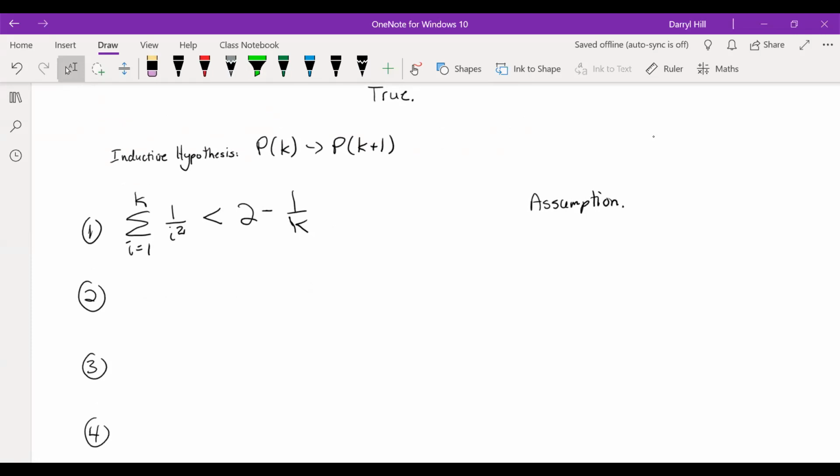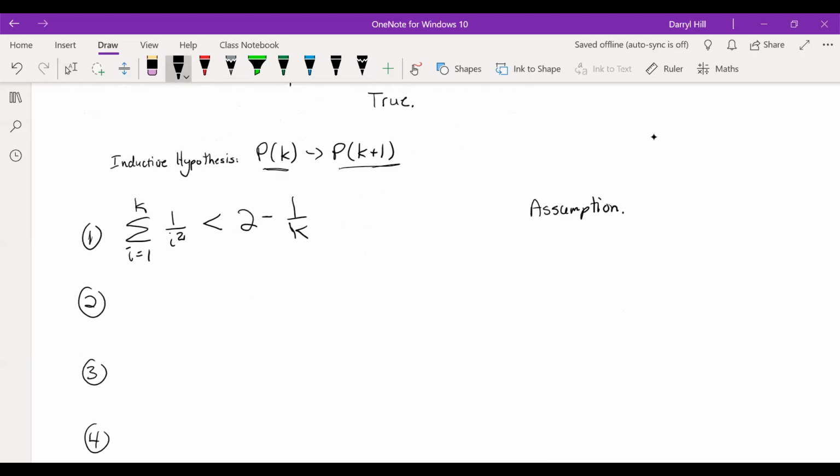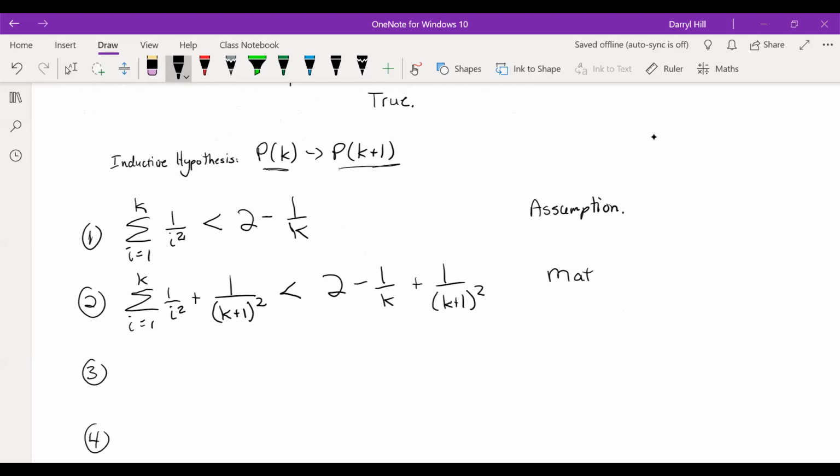All right. So what we're going to do now is turn this P of k into this P of k plus 1. We're going to add 1 over k plus 1 squared to both sides so that we maintain this inequality. So this is math: add 1 over k plus 1 squared to both sides.